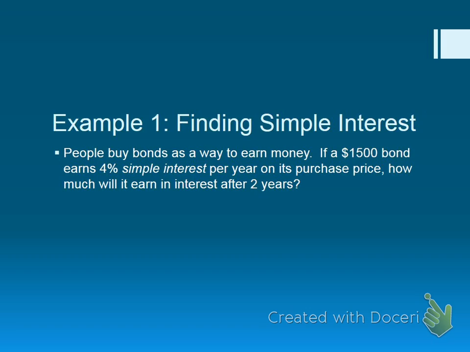So here's why I can use simple interest. Because of what it's asking me to solve for. It asked me to solve how much will it earn in interest after 2 years. So because it asked for interest, I use I equals PRT. Now the challenging part is to plug in the numbers where they go in the formula. I stands for interest, P stands for principal.